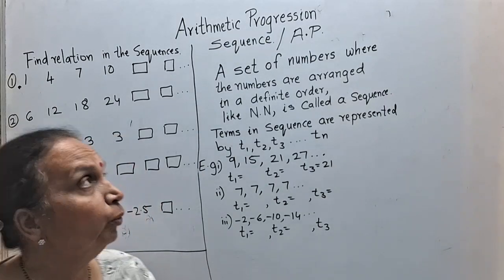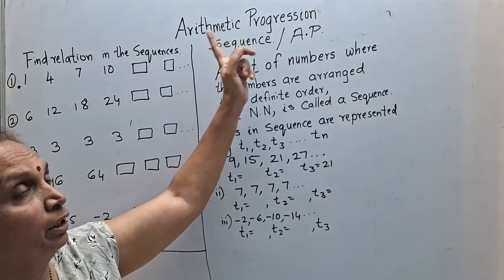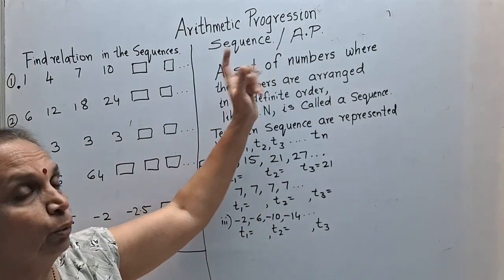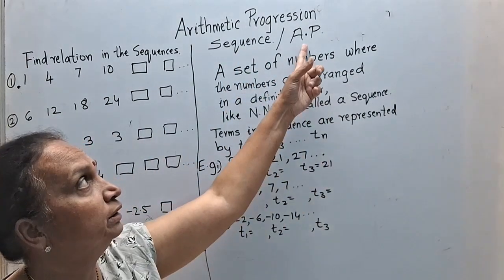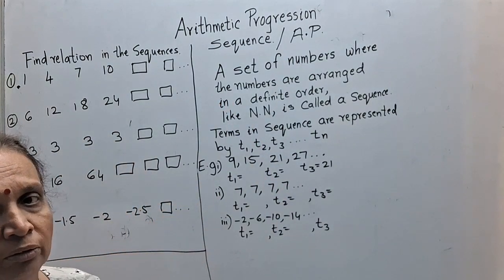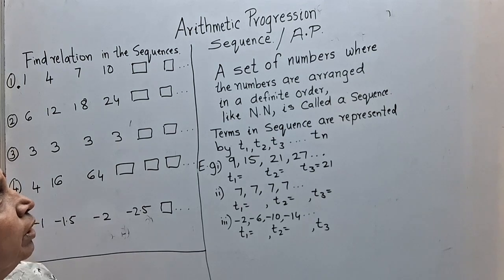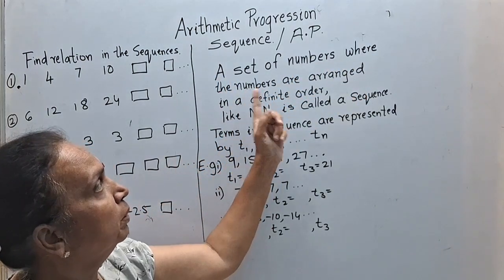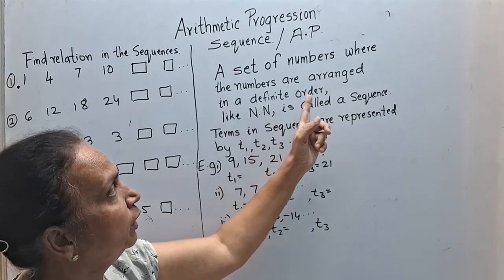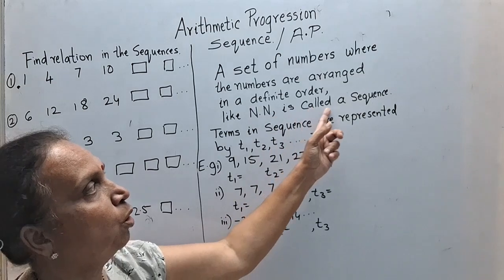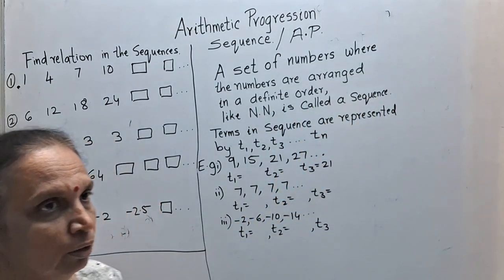Back again with the new topic, arithmetic progression. Today we are going to learn sequence and what is arithmetic progression. To save time, I have written a set of numbers where the numbers are arranged in a definite order. For example, natural numbers is called a sequence.